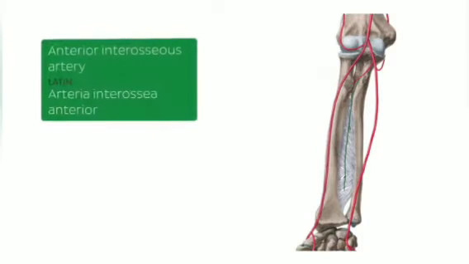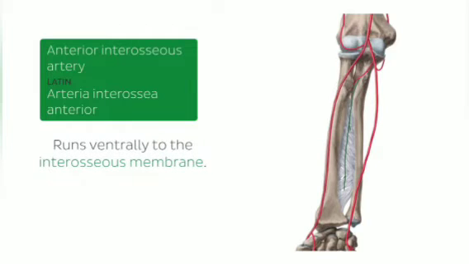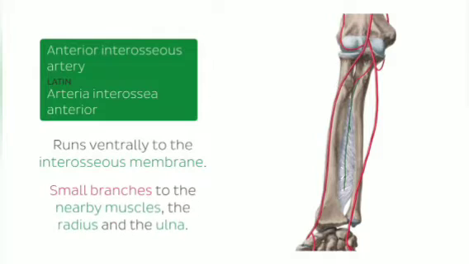Let's move on then to this one now highlighted in green, which is the anterior interosseous that branches off of the common interosseous artery, as I mentioned before. And this artery runs down the forearm ventrally to the interosseous membrane, as you can clearly see here on this image, accompanied by the anterior interosseous nerve. And during its course, it gives several small branches to the nearby muscles, the radius, and also to the ulna.